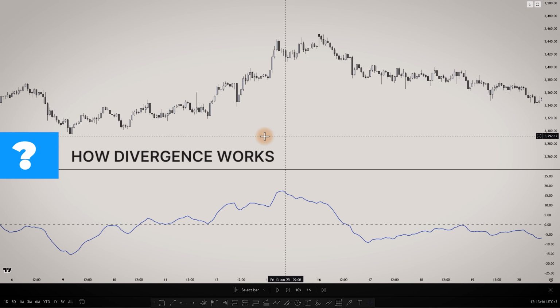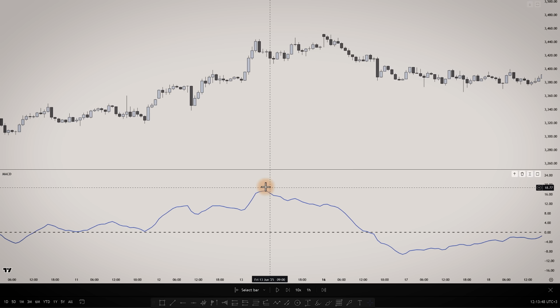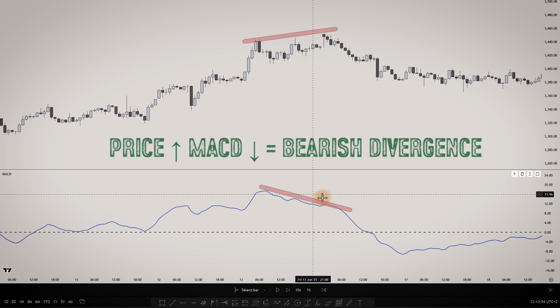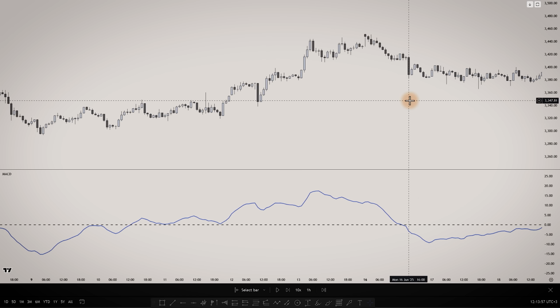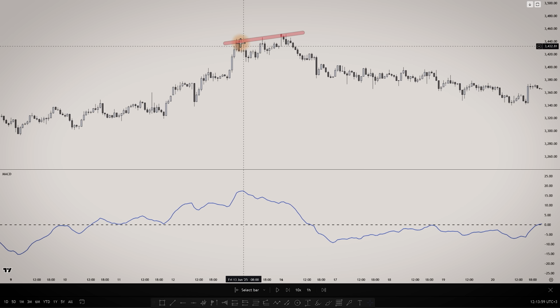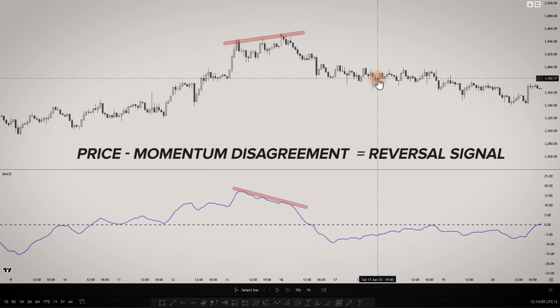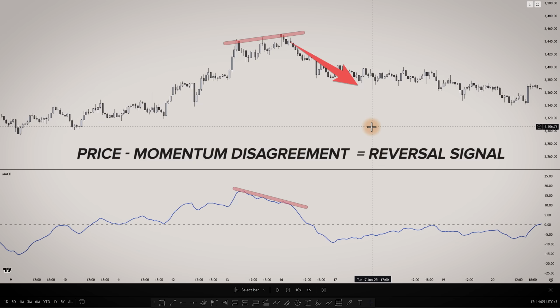Here's how divergence works. When price makes a higher high, but MACD makes a lower high, that's bearish divergence. The reversal is coming. Draw a line connecting the price tops. Draw another line connecting the MACD tops. When they disagree, when price goes up, but MACD goes down, get ready for the reversal.